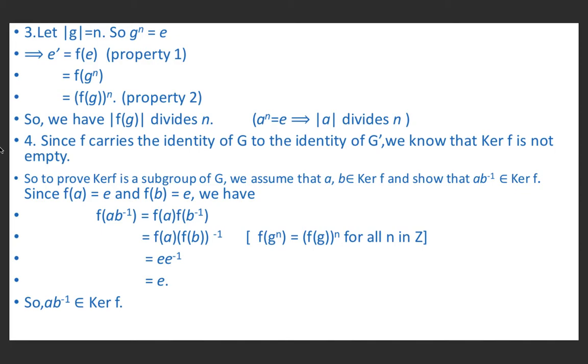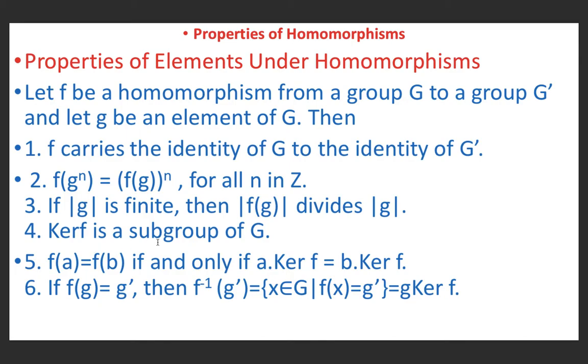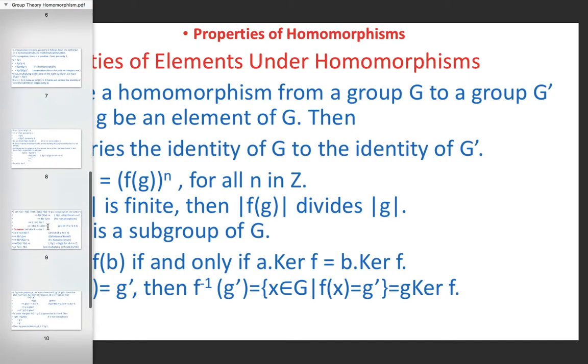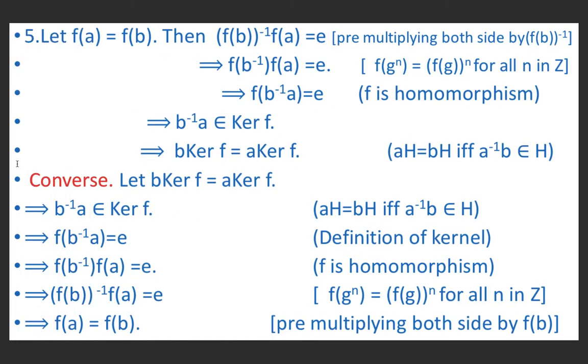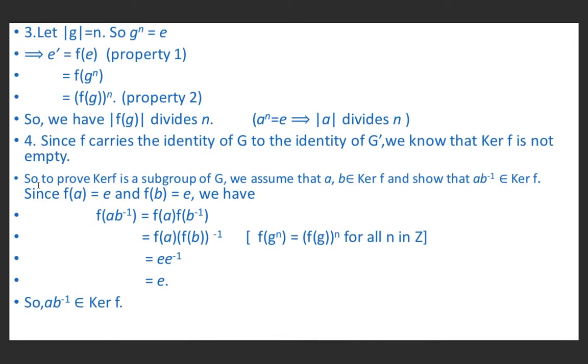So the next property is: kernel of f is a subgroup of G. To prove kernel of f is a subgroup of G, we assume that a and b are any two elements of kernel of f. To prove it to be a subgroup, it is sufficient to show that ab^-1 belongs to kernel of f, by properties of subgroup.